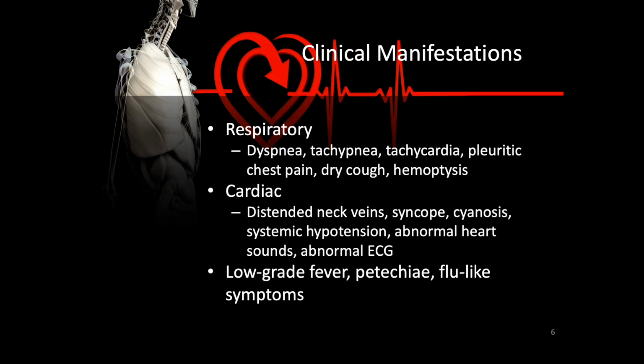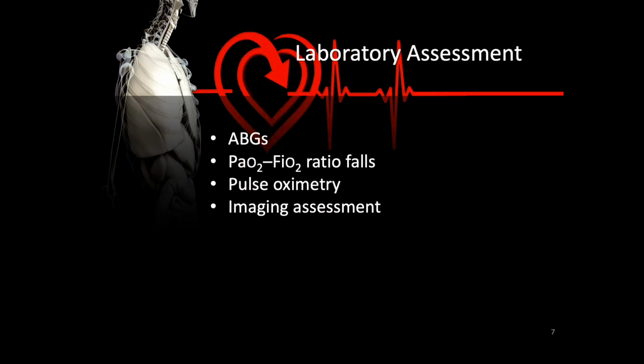Your cardiac signs and symptoms may include distended neck veins, syncope, cyanosis, systemic hypotension, abnormal heart sounds, and an abnormal ECG. In later and more chronic stages, you may see a low-grade fever, petechiae, and even flu-like symptoms. This chest pain may be aggravated by deep inspiration and may be accompanied by cough, crackles, and wheezes. There, in some cases, may even be a second heart sound and even atrial fibrillation.